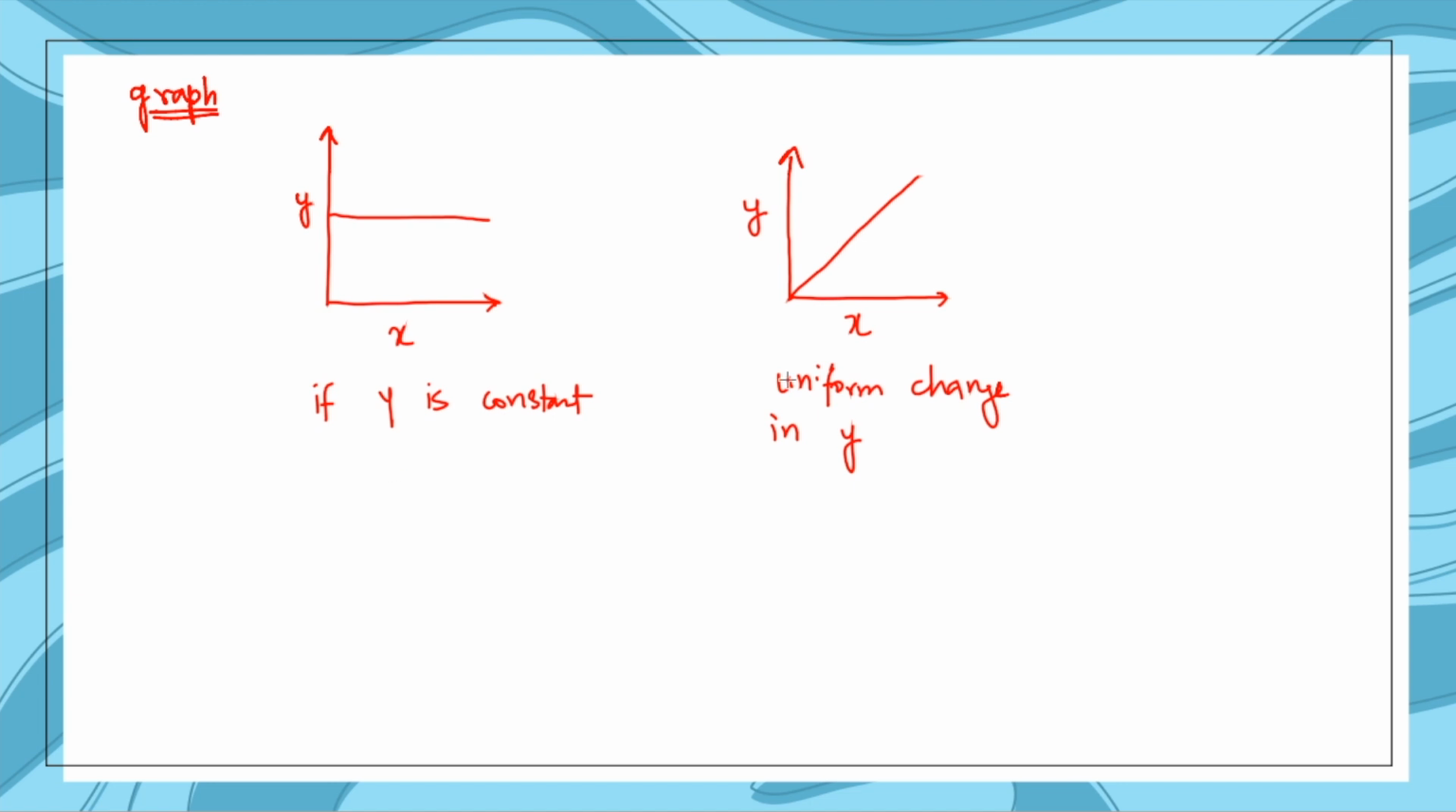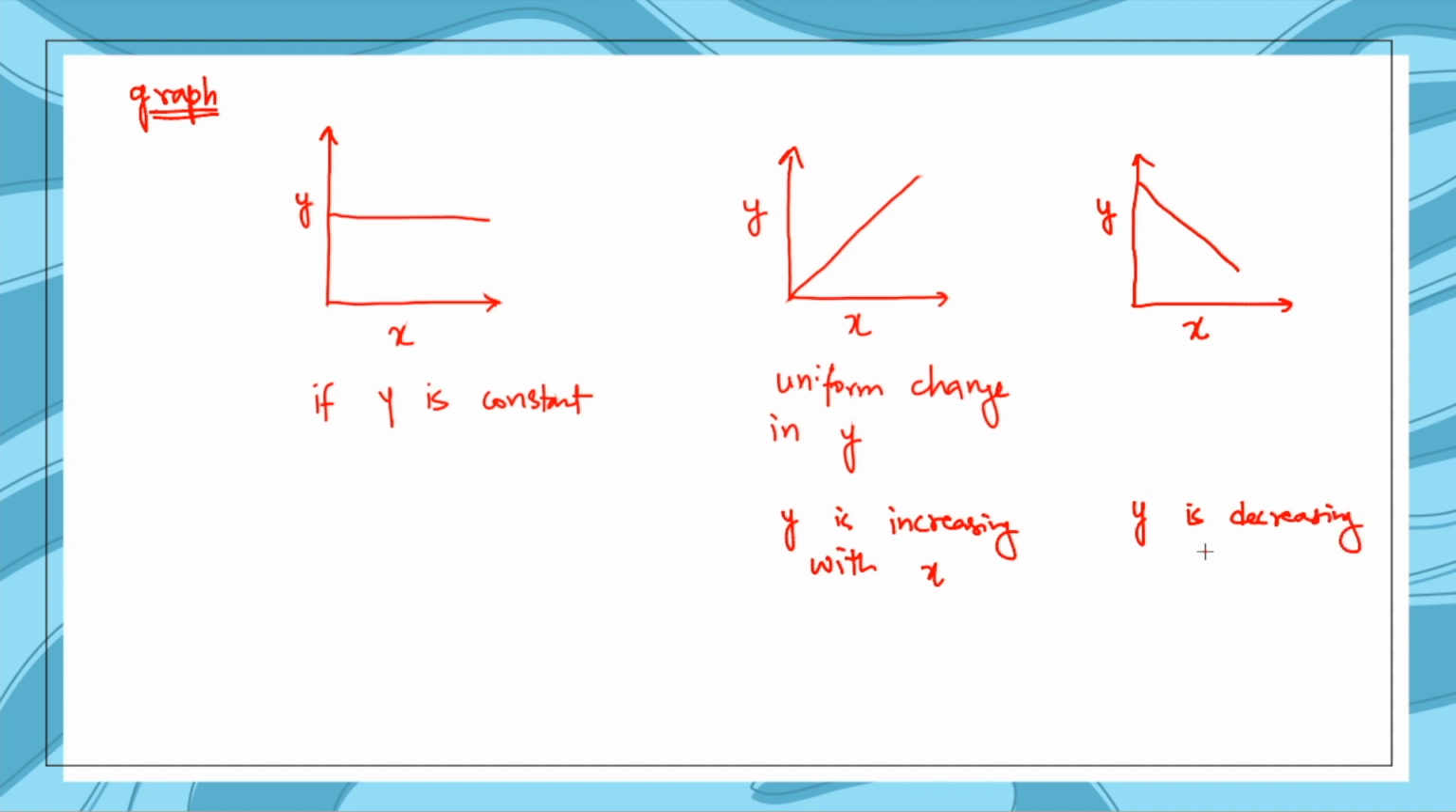Now you can also have a graph which might look like this: y is here, x is here, and it is going downside, which means y is decreasing with time. Both are uniform changes. Here y is increasing with x, meaning when x is increasing, y is also increasing. But here y is decreasing with x, so when x is increasing, y is decreasing. That's what you have to look for.